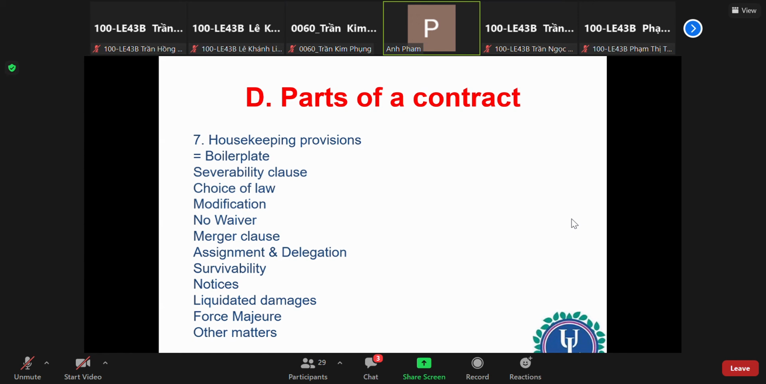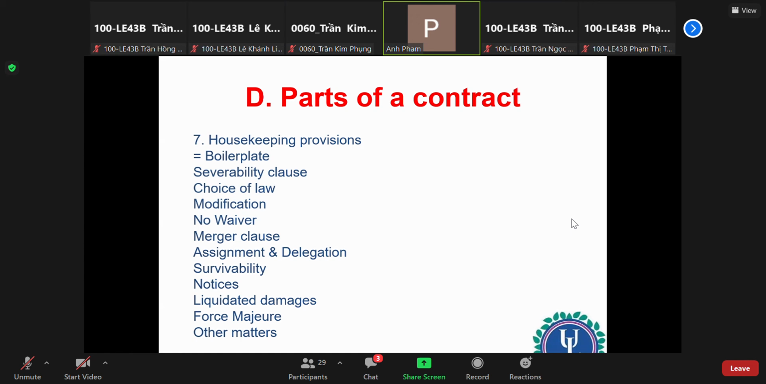People usually forget to include the survivability clause in the contract. But since it's boilerplate, you should put it on a checklist. So if you forget anything, just look at the checklist and make sure that we put it in the contract. Notices.